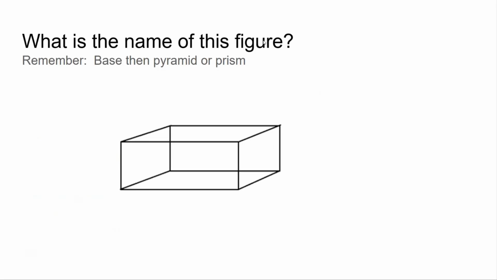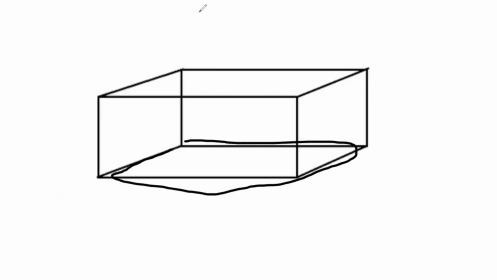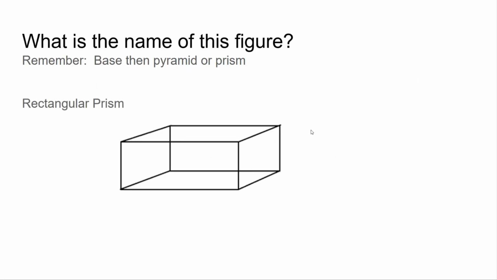So this is a rectangular base, right? And it's a prism because the top and the bottom are the same. So that's how you know it's a prism. All right, so it's called a rectangular prism. Could you call it a rectangle prism? Maybe, possibly. People know what you're talking about, but the correct name is rectangular prism.